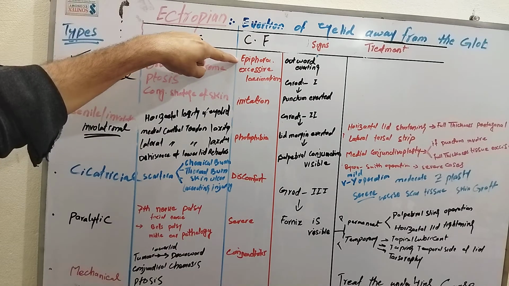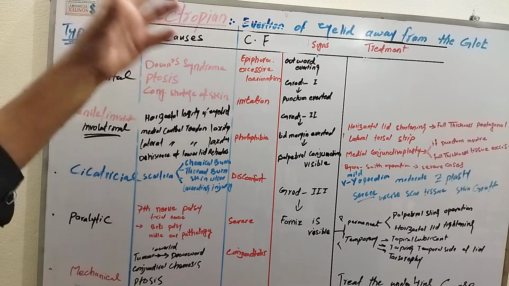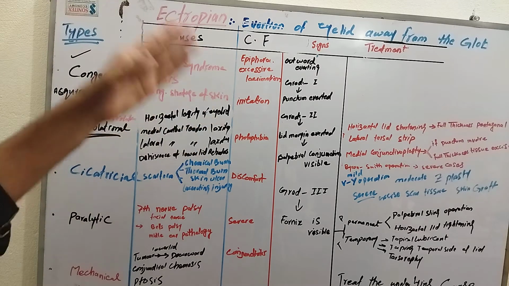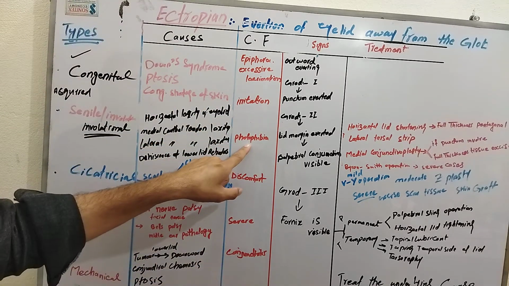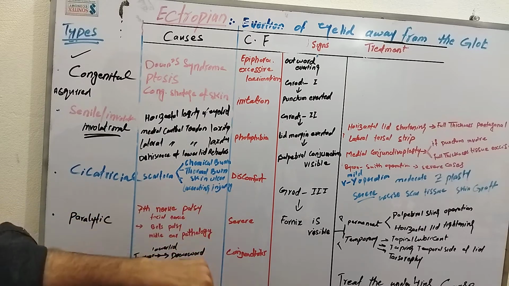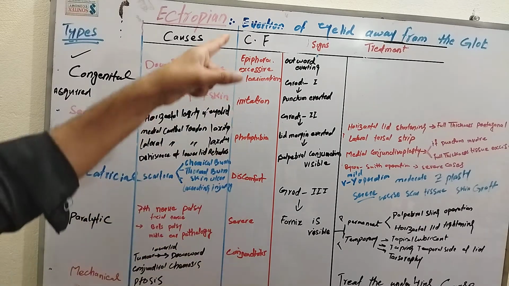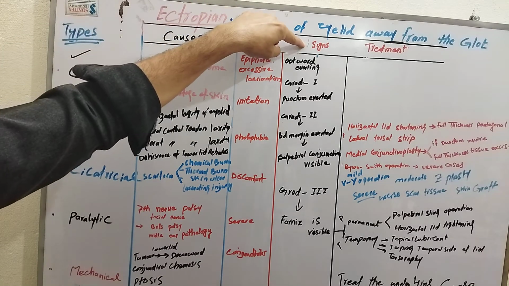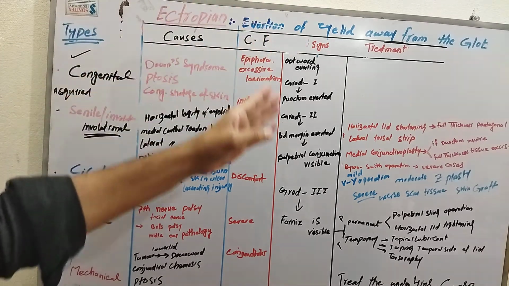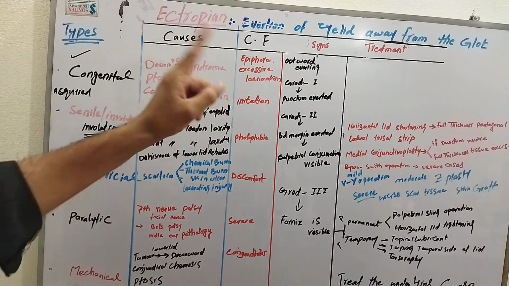Epiphora, it means excessive lacrimation. After that, these features develop: irritation, photophobia, discomfort, severe conjunctivitis. These are the clinical features of ectropion. After that, we are going to explain the signs. There are three grades of signs of ectropion.